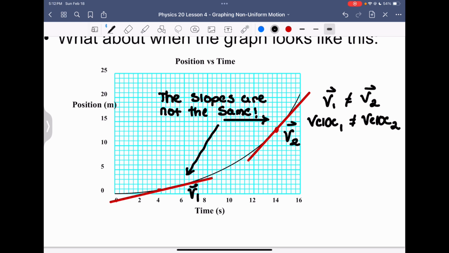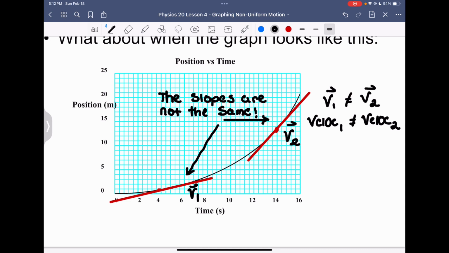So just to put it in more verbal terms, I know I could write the whole thing, but our page is a little condensed here. If the slopes are not the same and the velocities therefore are not the same over the whole thing, then we can't assume that the average velocity equals the instantaneous velocity like we could for uniform motion, which was the graph on the previous page.